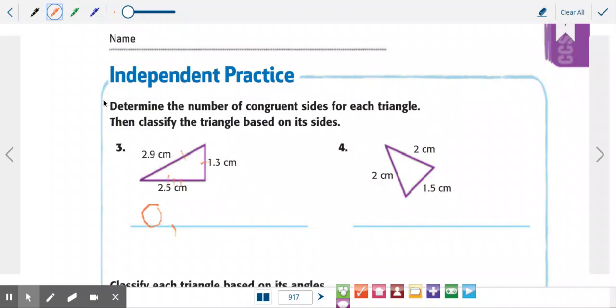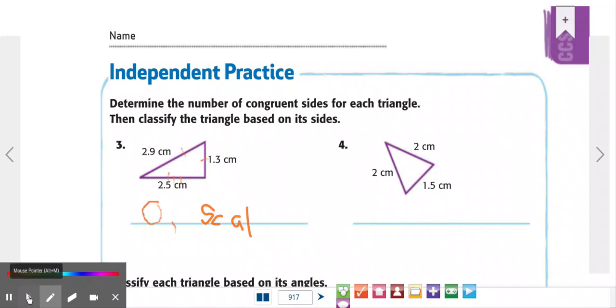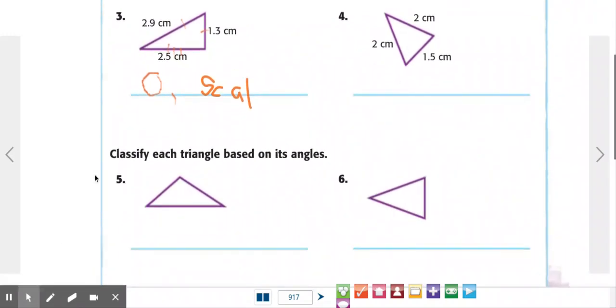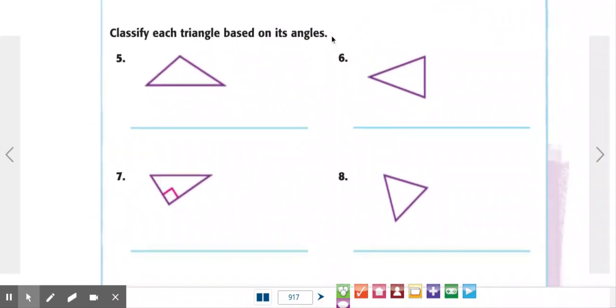Since I have 3 different sides, now I know that it's not equilateral. It's not isosceles. It's going to be scalene. Okay? No, I can't get my pen to work now. So it's a scalene triangle. Okay? So really, you're just looking at what the directions are saying, and then you're following them. Okay. So now this 5, 6, 7, 8, you're classifying it by its angles. So be careful. This one has a right angle, so that instantly makes it a right triangle.